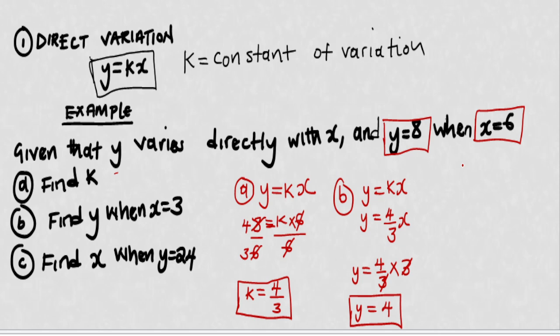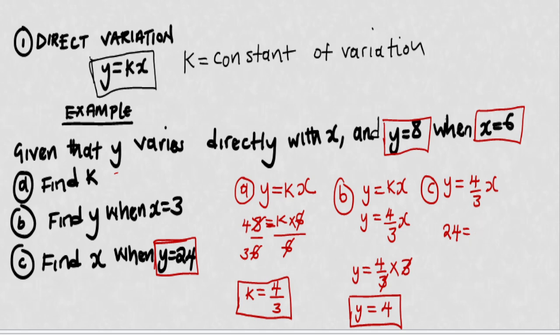Right. Then we look at the last part. The last part of the question, they're asking us to find x when y is 24. So the equation is as follows. y is equal to 4 over 3 x. So where there is y, if we put 24 here, we're going to say 24 is equal to 4 over 3 x.